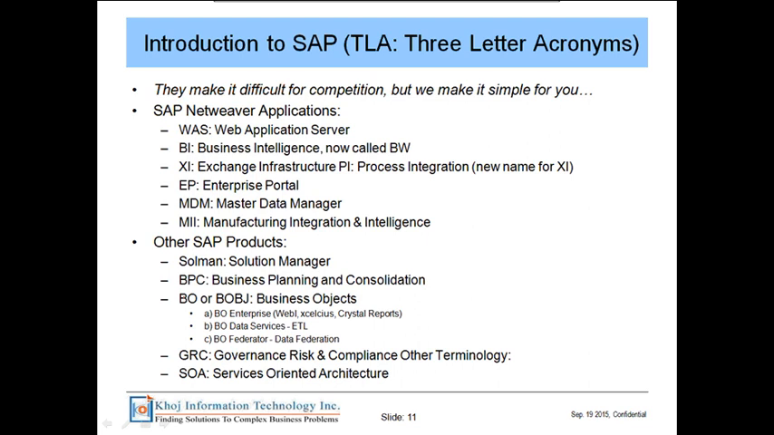XI, which used to be the old name, called Exchange Infrastructure. PI, which is the new name, which is Process Integration. This is the tool which lets you integrate different SAP and non-SAP systems together to exchange information. EP, which is Enterprise Portal. MDM, which is Master Data Management, which helps you syndicate data, right? Maintain the same master data.